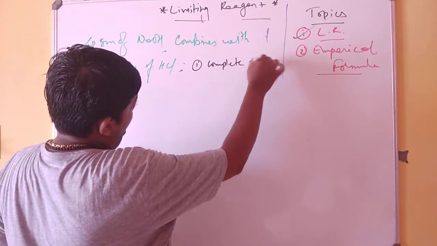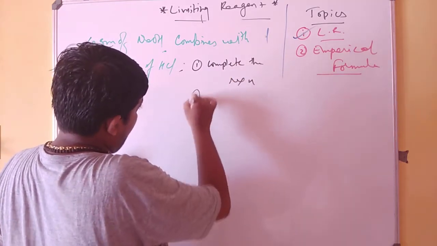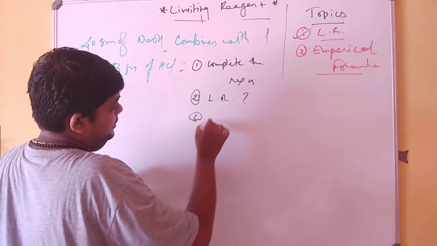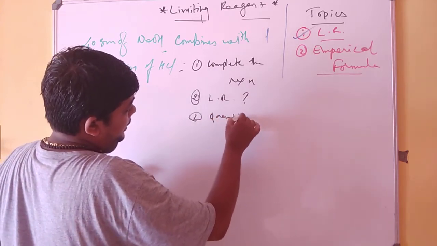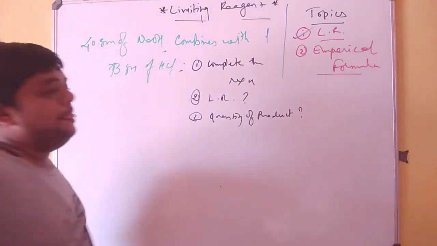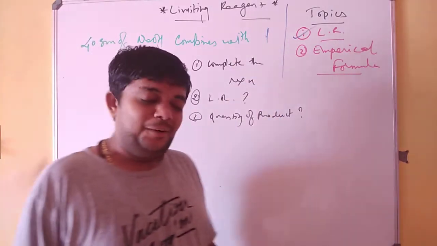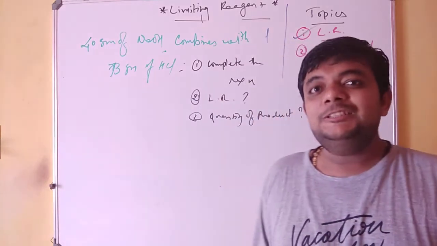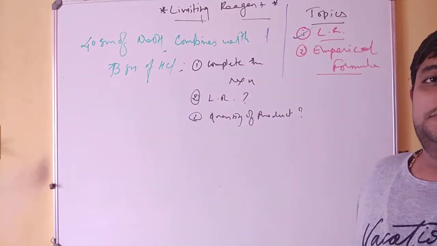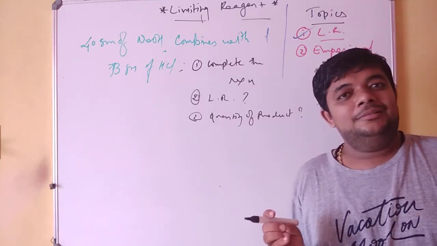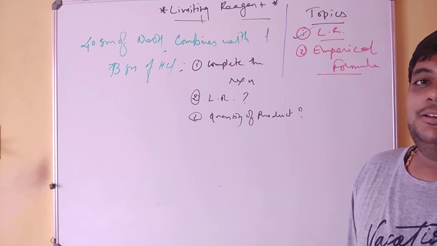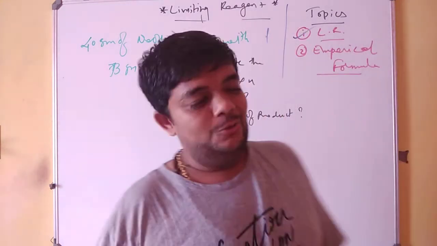Complete the reaction, find out the limiting reagent, and also find out the quantity of product. See, this is the spectrum of questions that can come when we are very clear with mole concept, calculating molecular weight, and the limiting reagents theory. See what can be done over here.